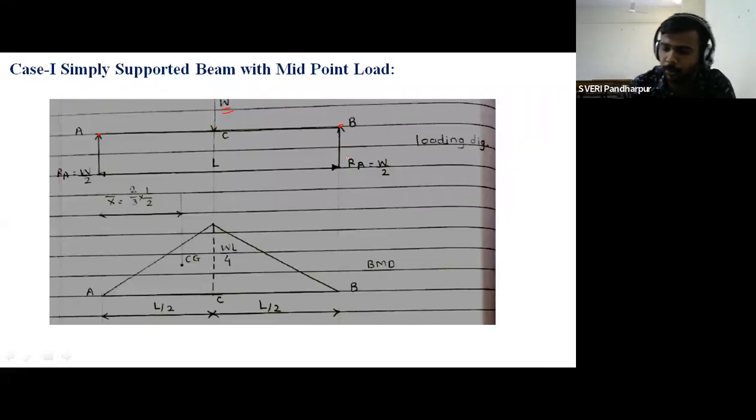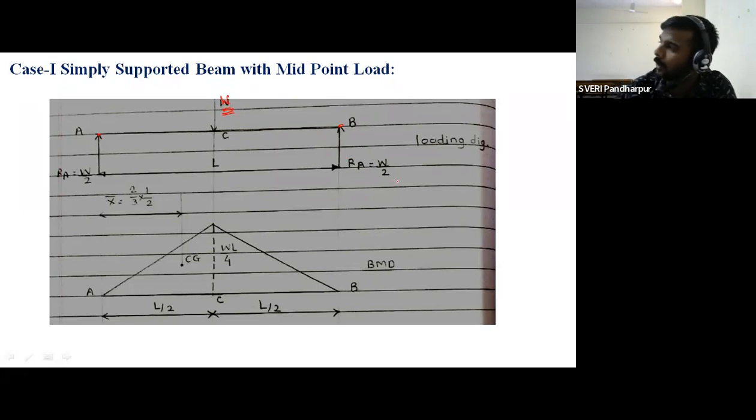Similarly, if you see this particular figure, how much load is applied at point C? W. Getting it? And if I have to calculate the reactions, what will be the reaction values? W by 2 at point A and W by 2 at point B.